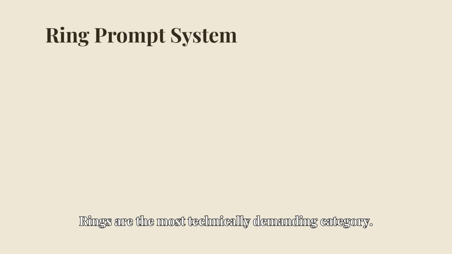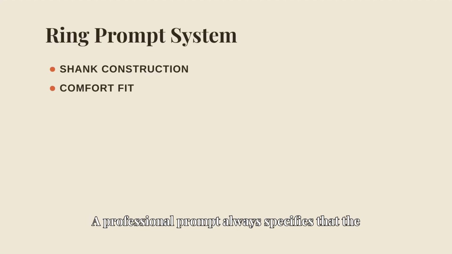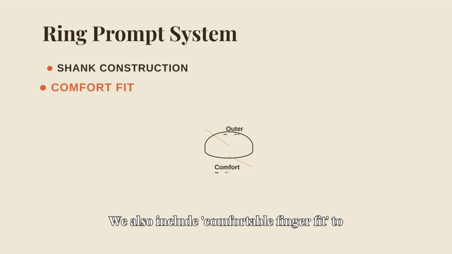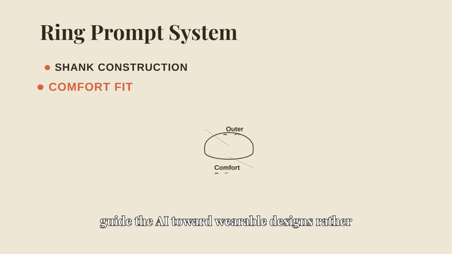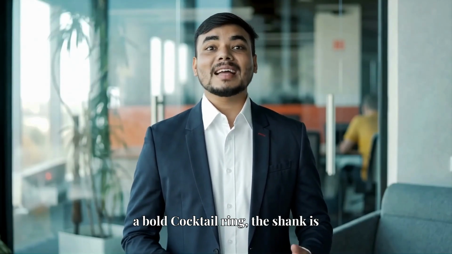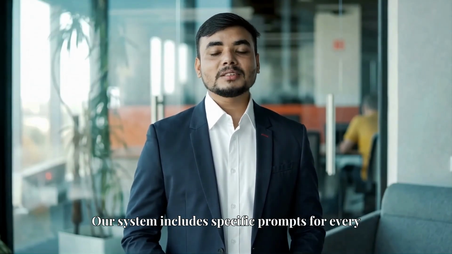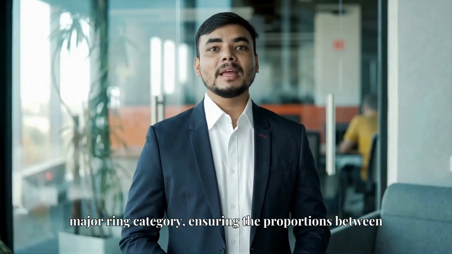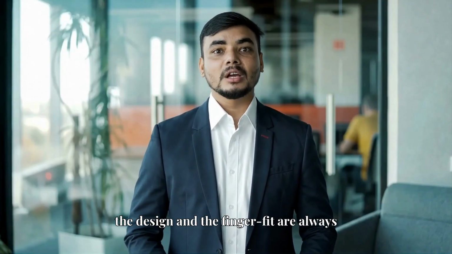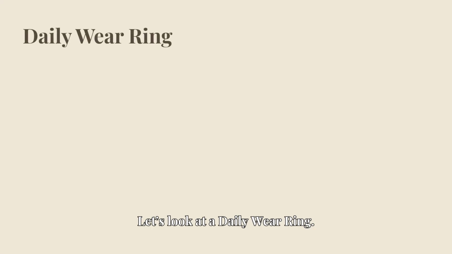Rings are the most technically demanding category. A professional prompt always specifies that the proper ring shank must be visible. We also include comfortable finger fit to guide the AI toward wearable designs rather than impractically bulky bands. Whether you're designing a simple solitaire or a bold cocktail ring, the shank is as important as the top. Our system includes specific prompts for every major ring category, ensuring the proportions between the design and the finger fit are always accurate.